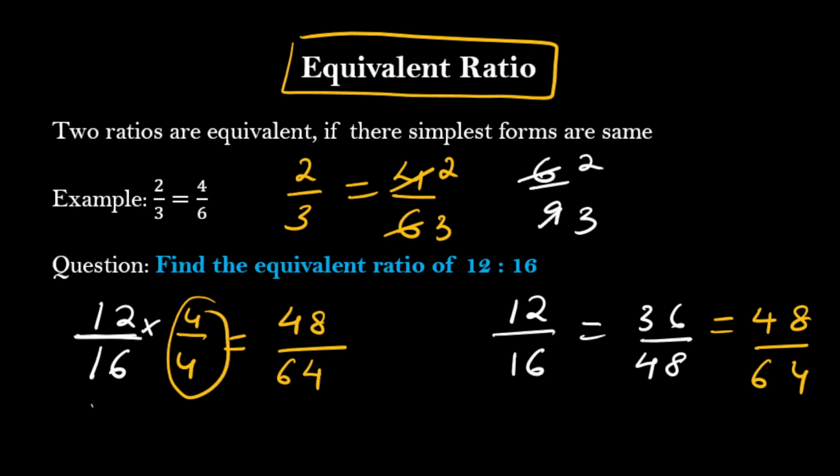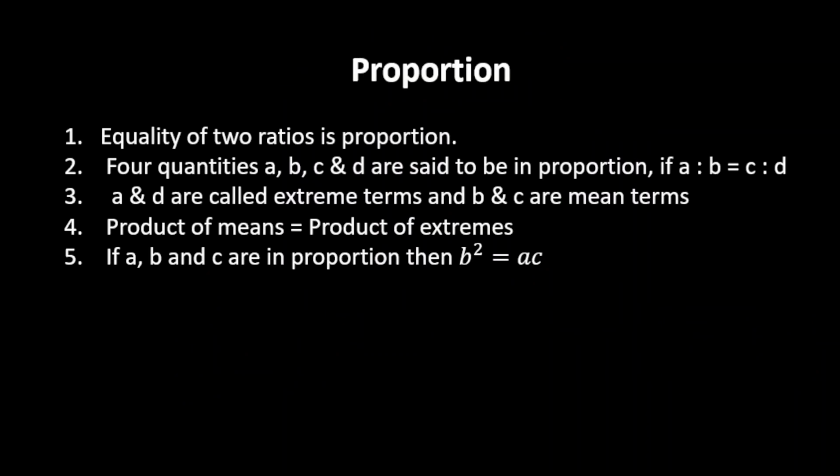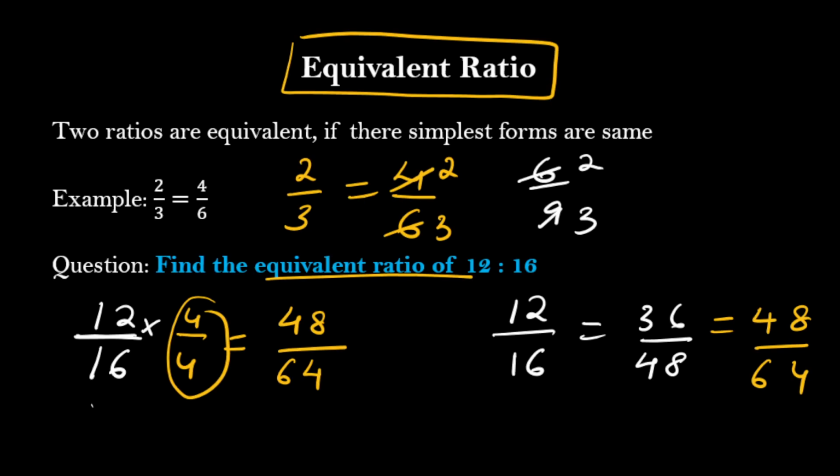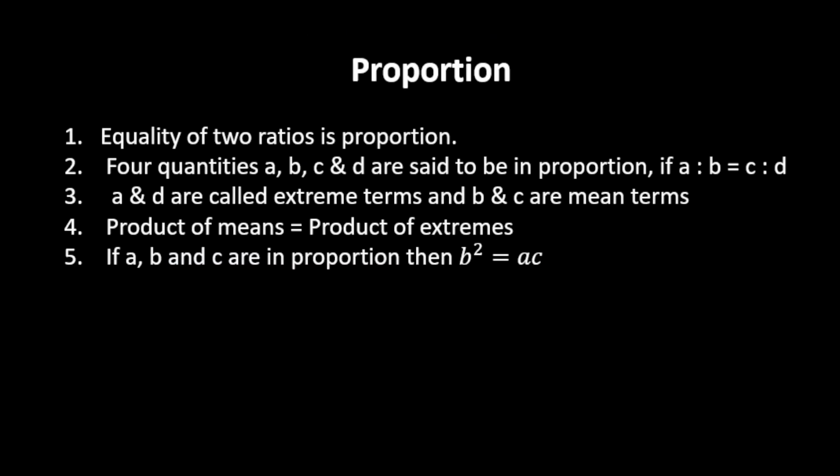If you want, you can multiply with any number, but the numerator and denominator of the fraction should be multiplied with the same number. So this way we can find equivalent ratios. So let's do the next topic now. We have completed ratio and we can see we have understood ratio in a very good way as it is a very simple topic. Now the next topic which is related to ratio, this is proportion.